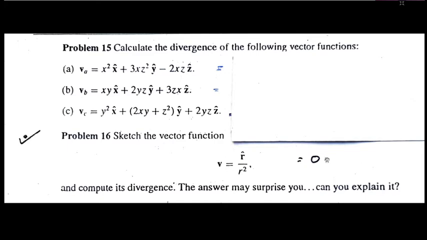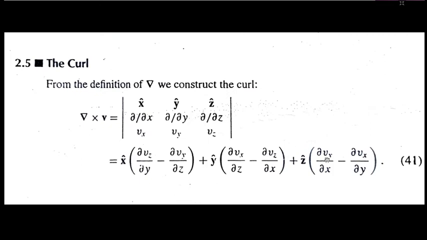Okay, let's go to the next new property. When the del operator makes a cross product with a vector, it is known as the curl. Curl basically gives us the information about how the vector is whirling or making a cyclic circle around a point, like a tornado. That information can be retrieved by the curl function.